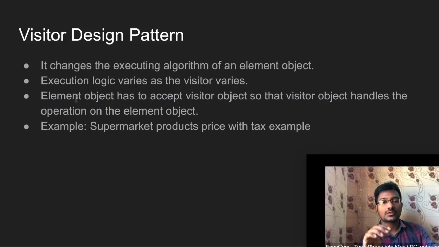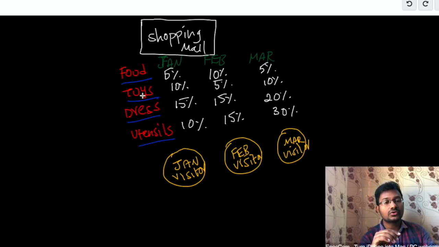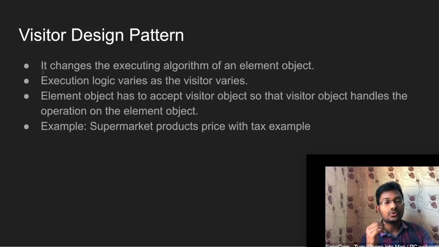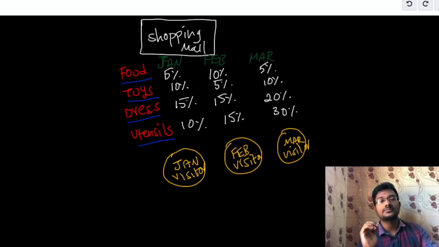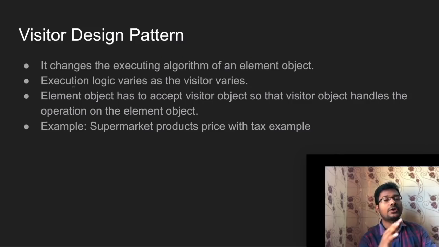So that's the first point: it changes the execution algorithm for an element object. These are the elements food, toys, dress, utensils. The execution algorithm varies as the visitor varies. So execution logic varies as the visitor varies. Here if the Jan visitor visits food products, then it determines the tax as 5%. If the February visitor visits the food product, then it determines the tax percentage as 10%. That's the second point explanation.